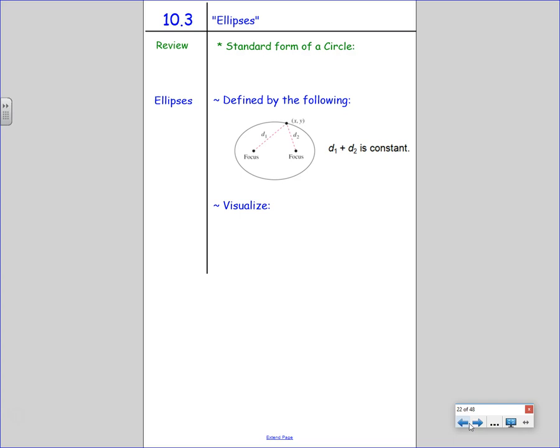And what's the reason why? What if the two foci were at the same point? What would you have? A perfect circle. So the farther the two foci are from each other, the more elliptical the shape that you have. And the closer the two foci are, the more circular the shape.